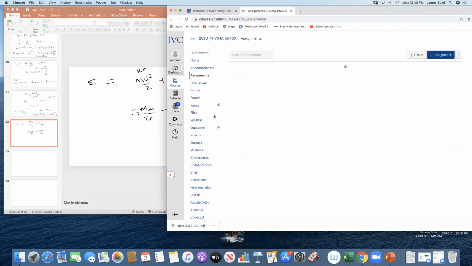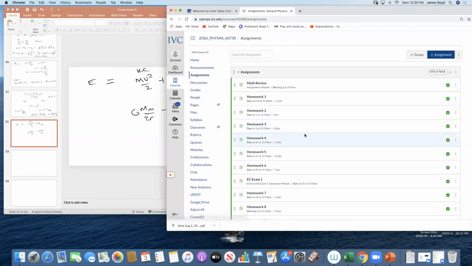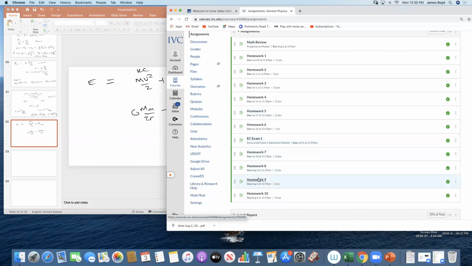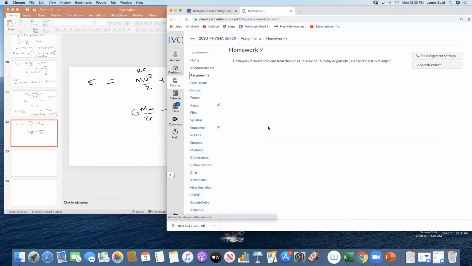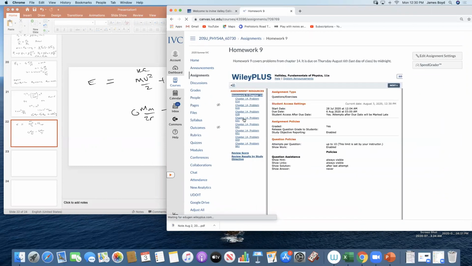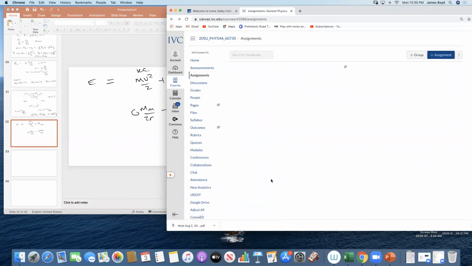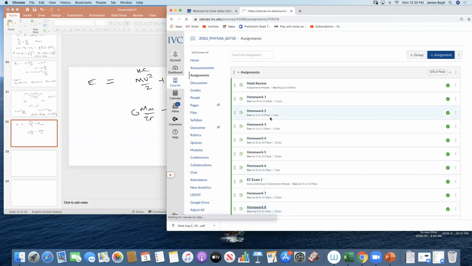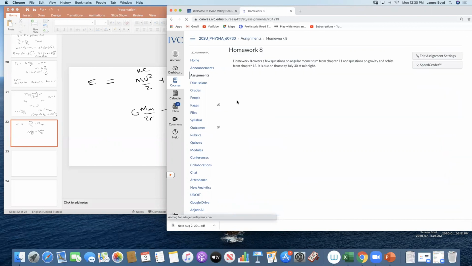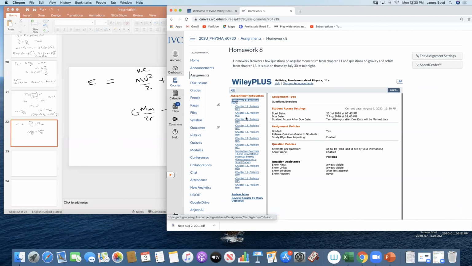Homework. Was it 7 or was it 9? Nope, 9 was fluids. It's homework 8. Homework 8 was all the gravity problems and a few of this angular momentum stuff, these 11, which was just I omega is equal to I omega.